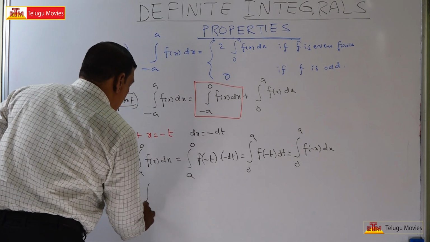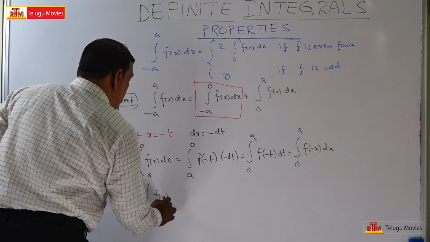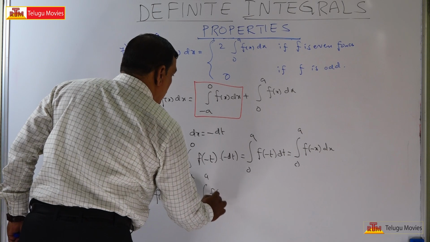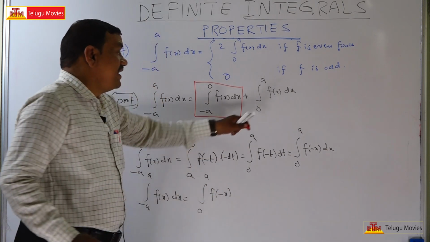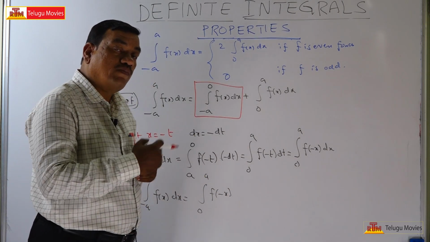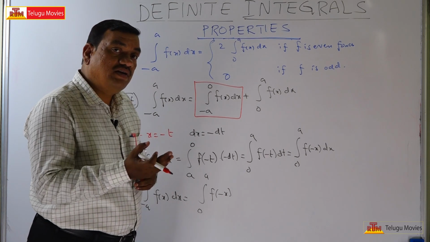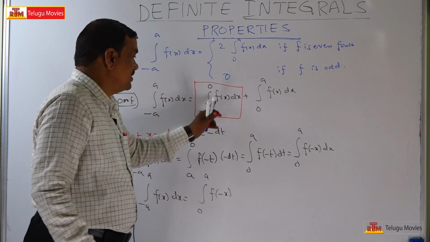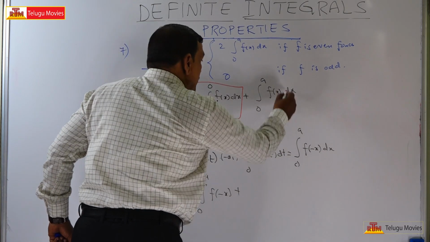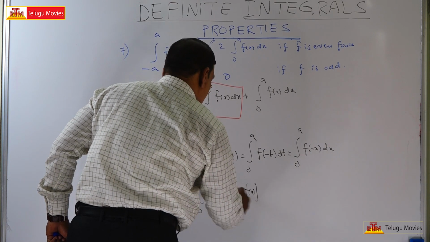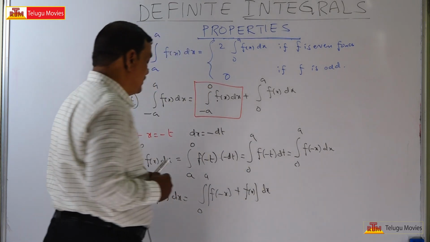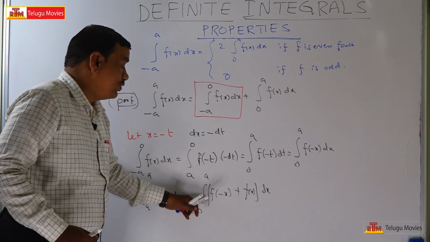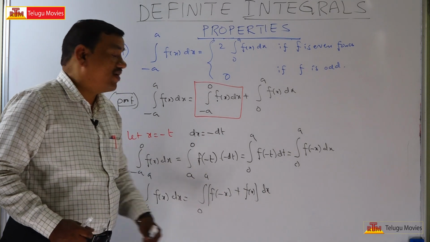So here the integral from minus a to a of f(x) dx is the same as the integral 0 to a of f(minus x) dx plus the integral 0 to a of f(x) dx. For both integrals the lower limits are the same and the upper limits are also the same, therefore we can combine them together. So the total integral from minus a to a of f(x) dx is equal to the integral 0 to a of (f(minus x) plus f(x)) dx.